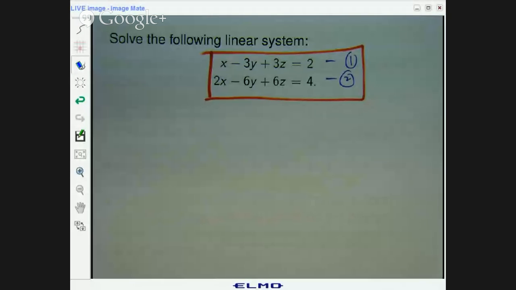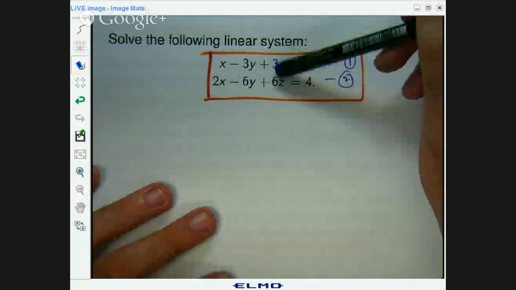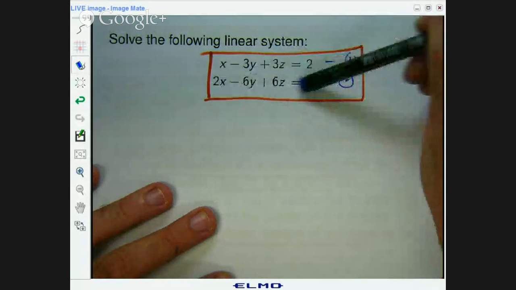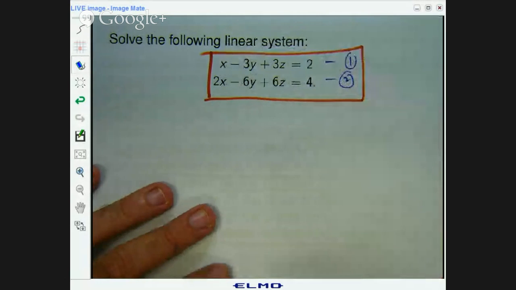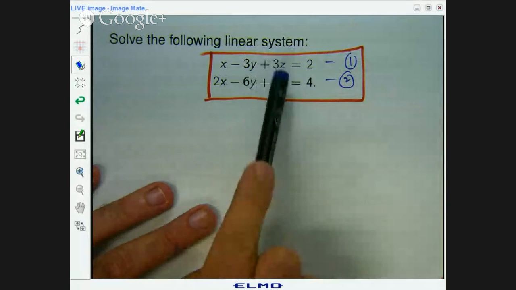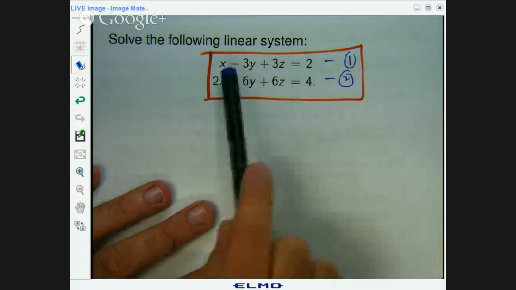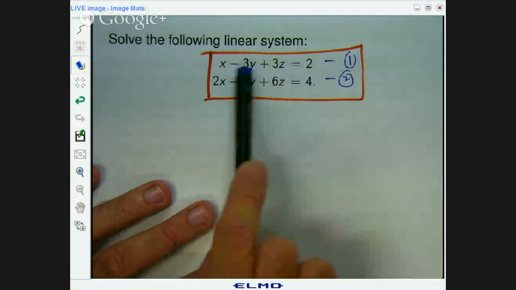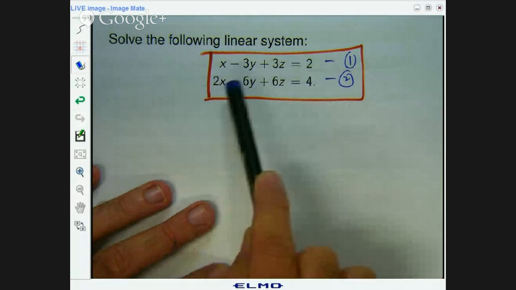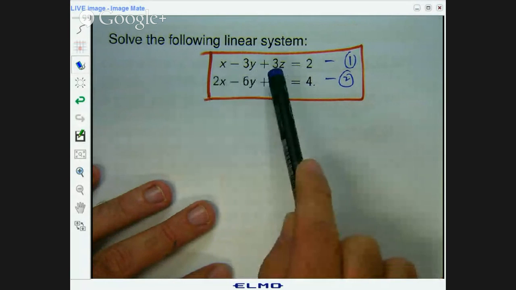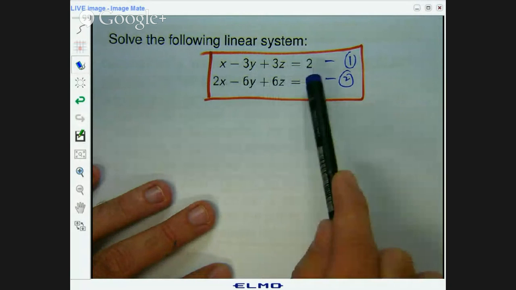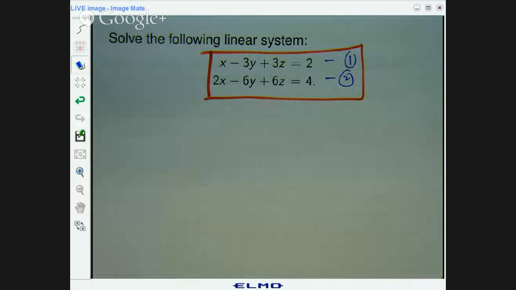Okay, solve the following linear system. Well, you can see that the second equation is basically twice the first equation. So these two equations are basically one and the same equation. To see that, you could divide the second equation by 2. So that'll become x, that'll become negative 3y, that'll become 3z, that'll become 2. You've got one and the same equation.